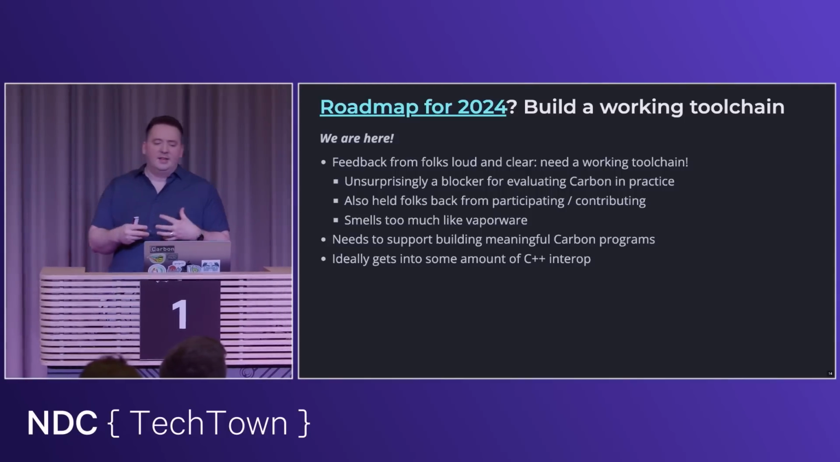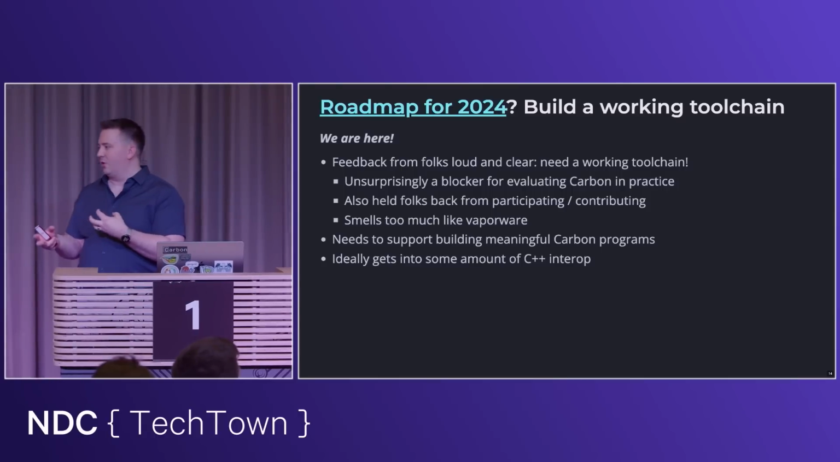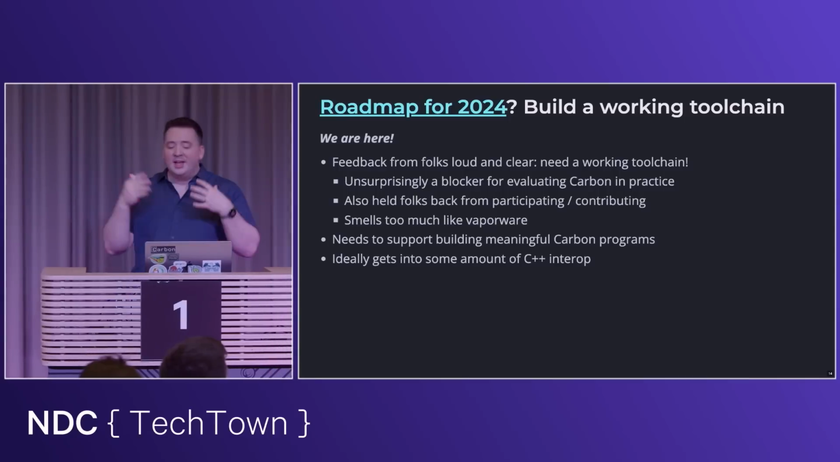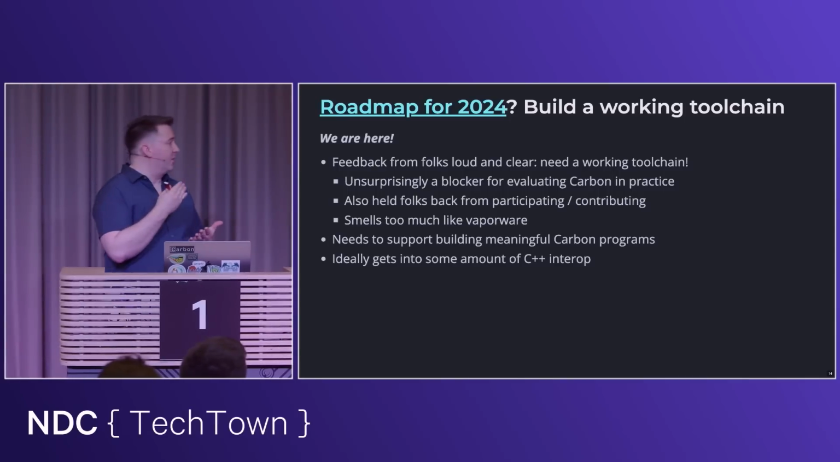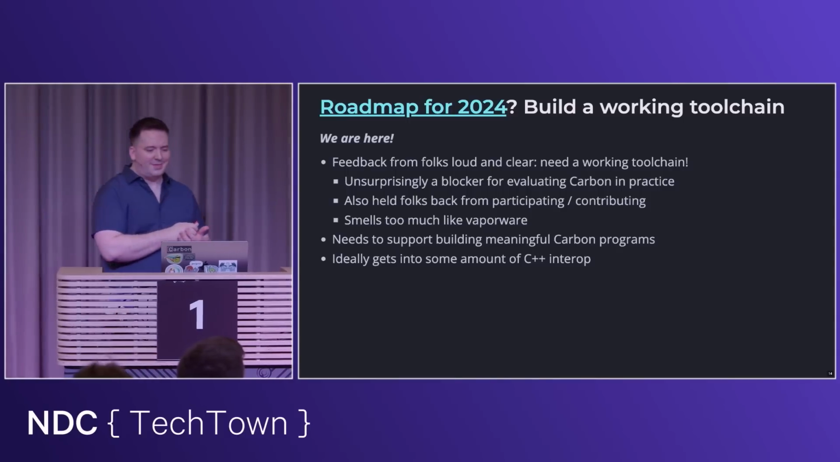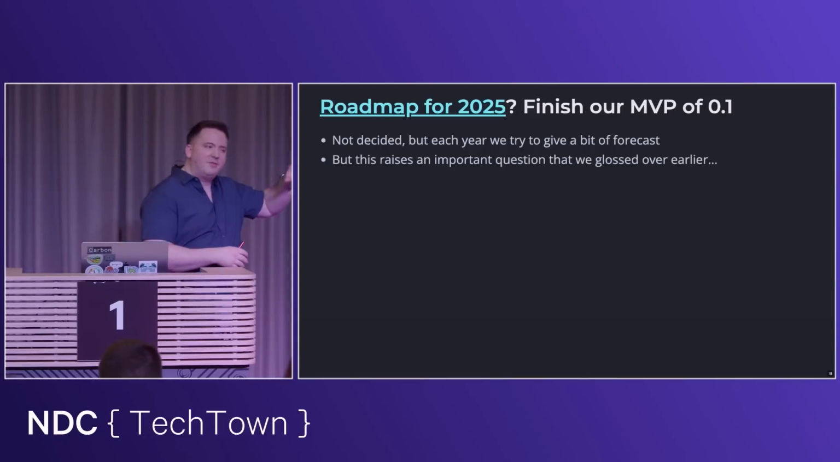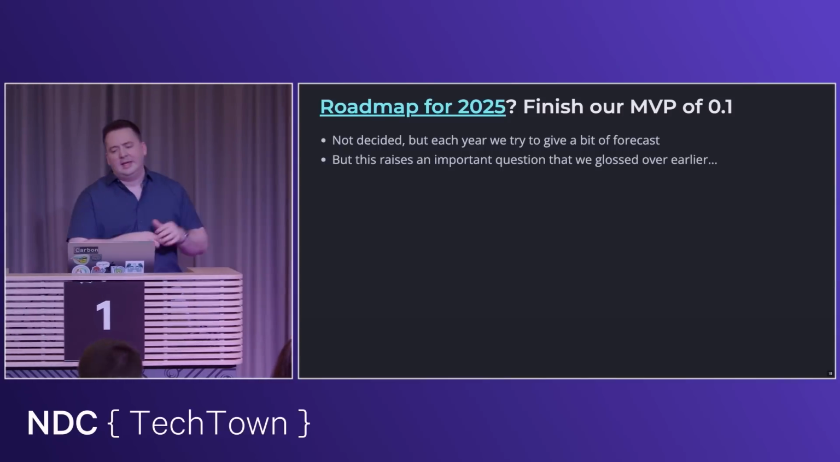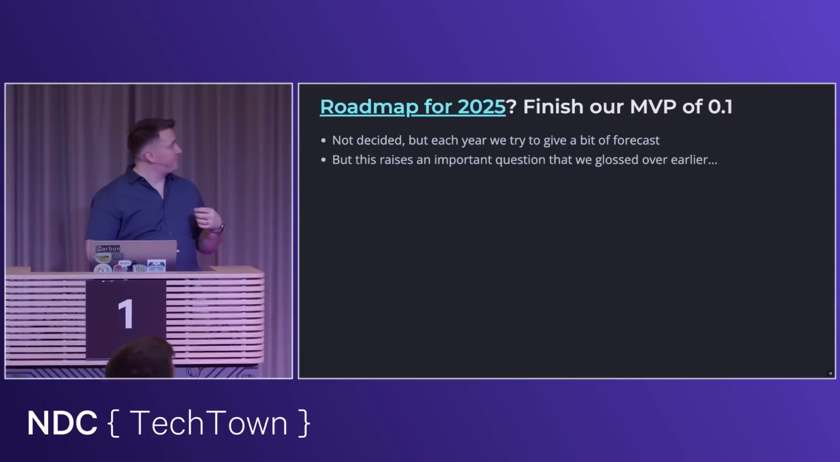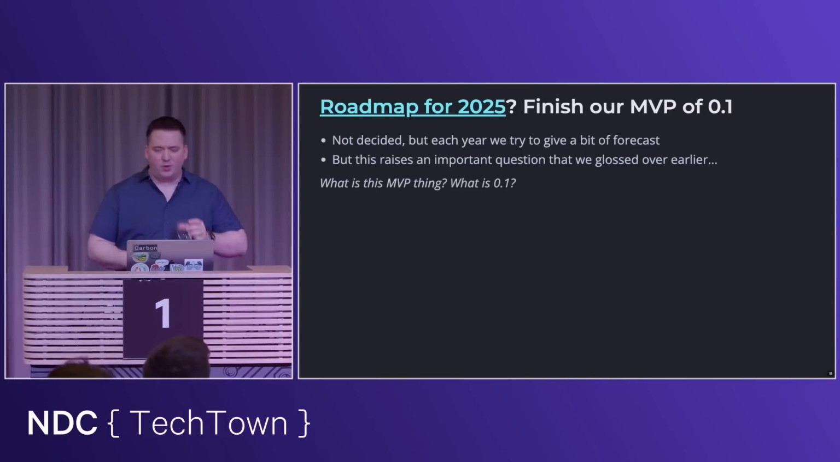And the nice thing is that this is also going to really unlock a lot of visibility into what it means to have Carbon and what we can do with it. Now, to have a viable toolchain, we need to support building meaningful Carbon programs, and we need to get some amount of C++ interop. But just so you know, we do have some telegraphs around 2025. We're going to try and finish our MVP in 2025, get to actually 0.1. And that raises an important question we glossed over, which is, what are we talking about with this whole MVP thing? And what do we mean by 0.1?